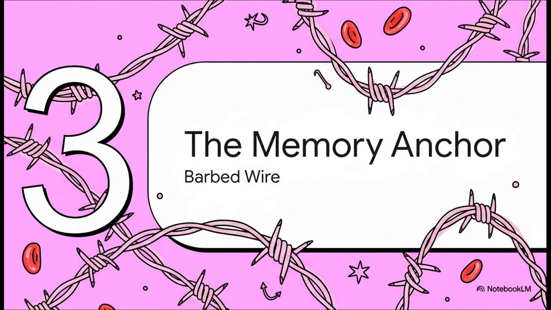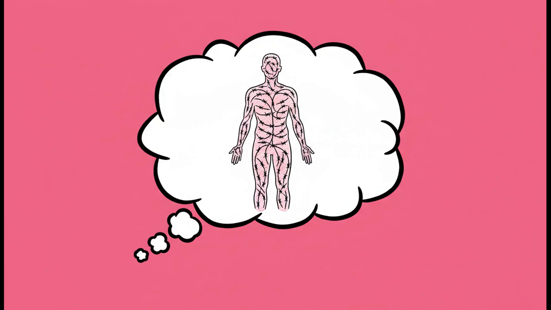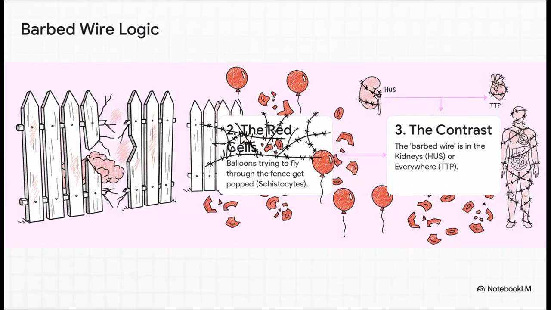All right, to lock all this in, let's use a powerful visual mnemonic. Let's call it the barbed wire anchor. I want you to picture the body's entire microvasculature as just one vast fence made of barbed wire. Simple enough, right? Okay, let's break it down. First, the injury. In both HUS and TTP, those platelet thrombi make the fence broken and jagged. Second, the red cells. Think of them as balloons trying to fly through this broken fence. They get popped, shredded, and that's how you get schistocytes.